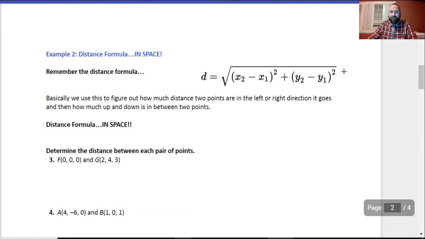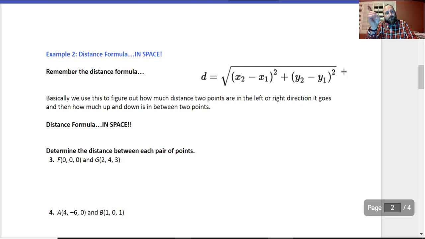Let's go on. So now example 2 and 3 is just like we did previously. So example 2, distance formula, but in space. So remember the distance formula. It looks like that.